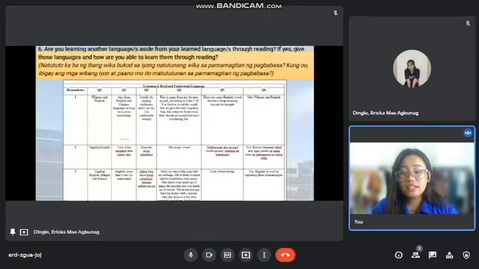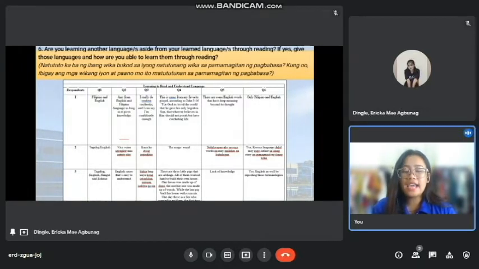Two respondents said that they are learning Korean. Five said that they are learning English. A respondent said that he or she is learning Korean and Spanish. Another respondent said that he or she is learning Japanese by reading. Another one is learning Ilocano and English. There are also respondents who said that they are learning new languages by reading. However, they do not specify what those languages are.